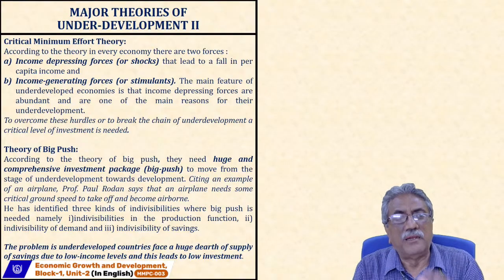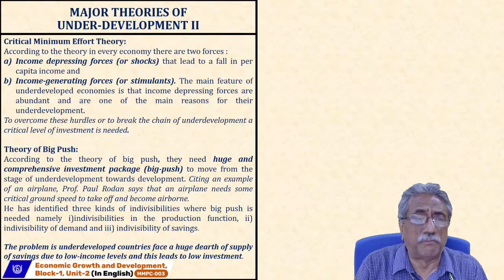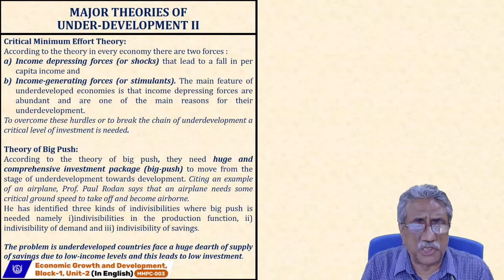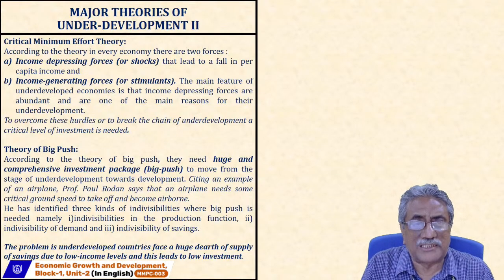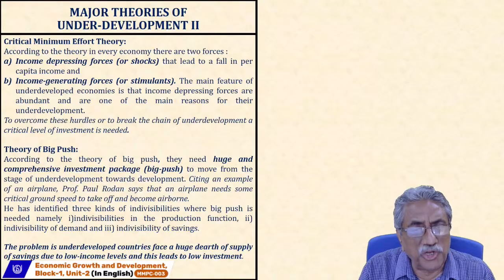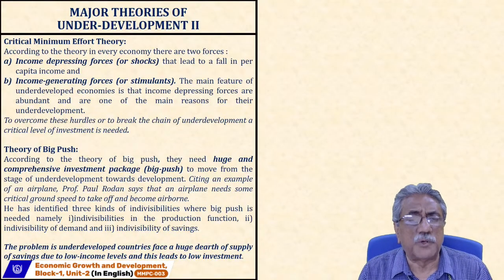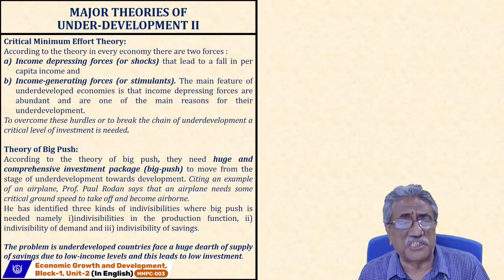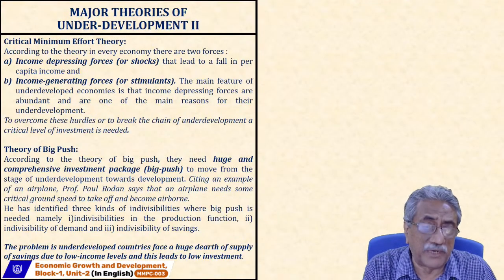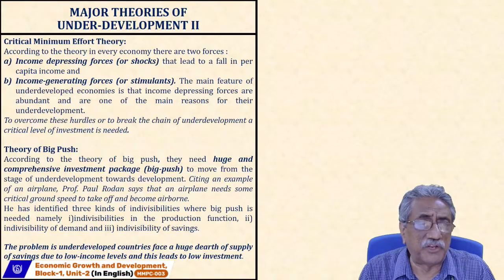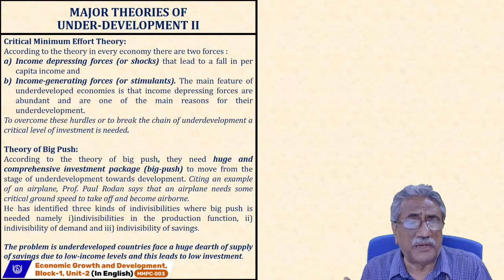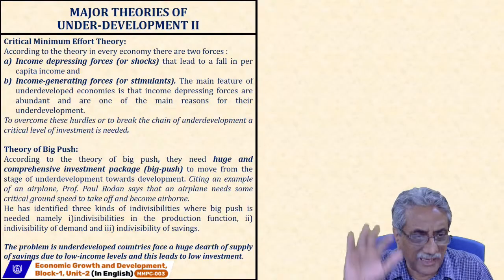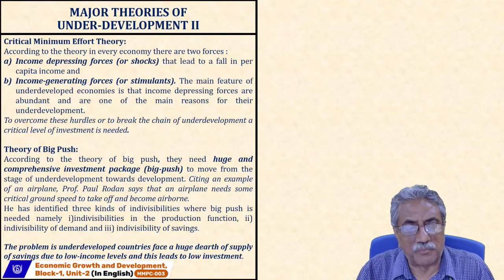Almost along similar lines, the next theory is the theory of big push. It is by Professor Rosenstein-Rodan. He says you need a huge and comprehensive investment package given by the IMF or somebody to move from the stage of underdevelopment towards development. Citing the example of an airplane, he says that an airplane needs some critical ground speed to take off, and then it is in the air.